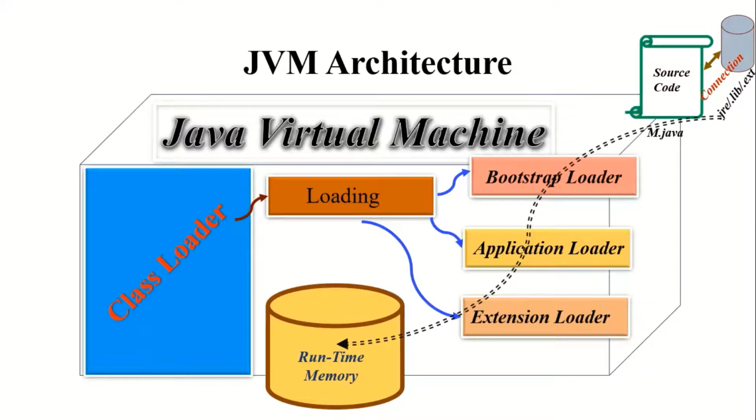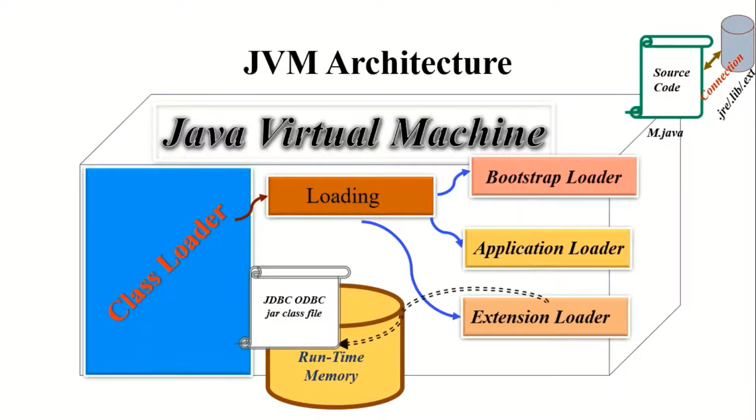An extension class loader makes the precompiled class file available to the JVM by loading files to the memory area. So what does the extension class loader do? It loads the required JDBC, ODBC jar files for maintaining a connection between the source code and the database. This additional file is loaded into the memory with the help of the extension class loader.